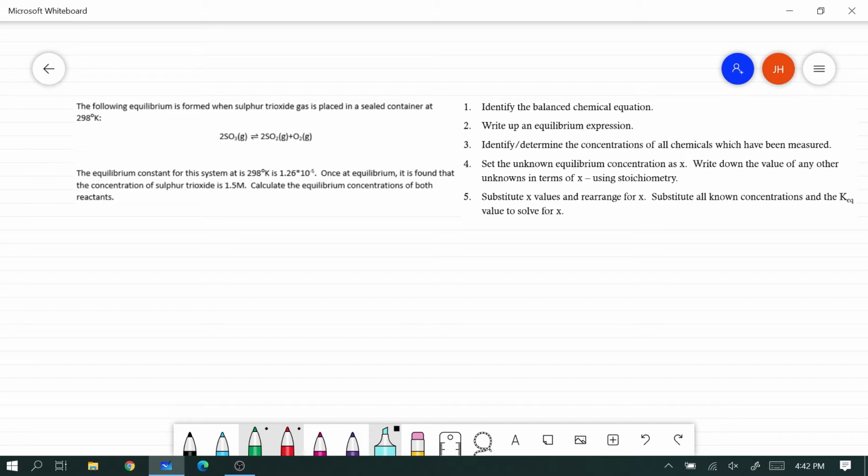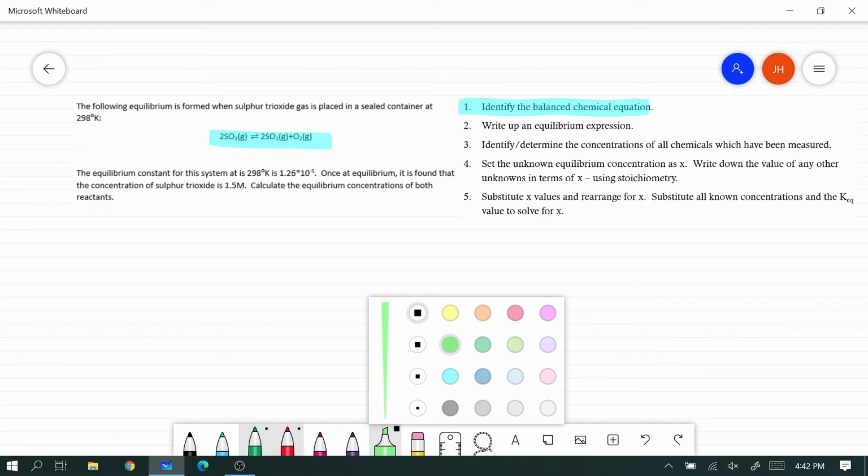The equilibrium constant for this system at 298 degrees Kelvin is 1.26 times 10 to the negative 5. Once at equilibrium, it's found that the concentration of sulfur trioxide is 1.5 molar. Calculate the equilibrium concentrations for both of the products. Now, going in order for our steps, step number 1, identify the balanced chemical equation. That is what we are going to do first, and that is in the question.